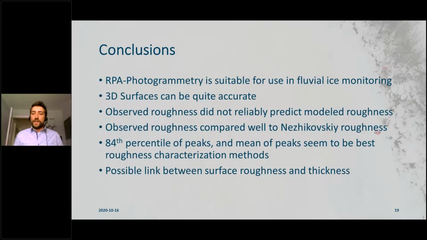So in conclusion, we tested the RPA photogrammetry method, and it seemed to perform very well in winter field monitoring of fluvial ice covers. It could produce accurate 3D surfaces of snow and ice. And our modeling approach was perhaps a little simplistic, as we didn't get great matching with our observed roughness, so it's hard to tell which in fact was in error. But the observed roughness values compared very well to the Nezikovsky roughness. The 84th percentile of peaks and mean of peaks seem to do the best job of fitting the different roughness methods. And there's an implied possible link between surface roughness and ice thickness.